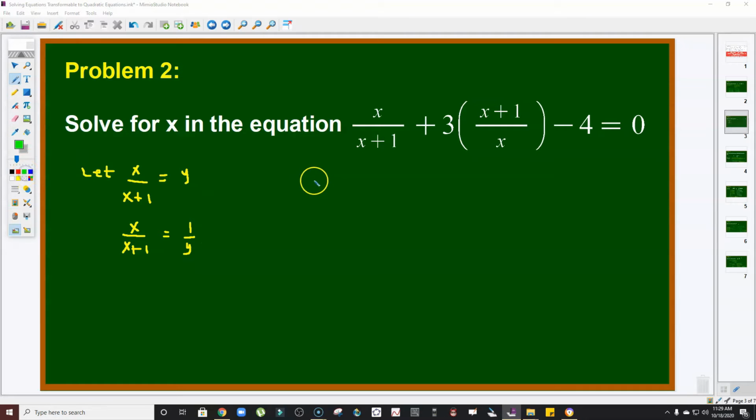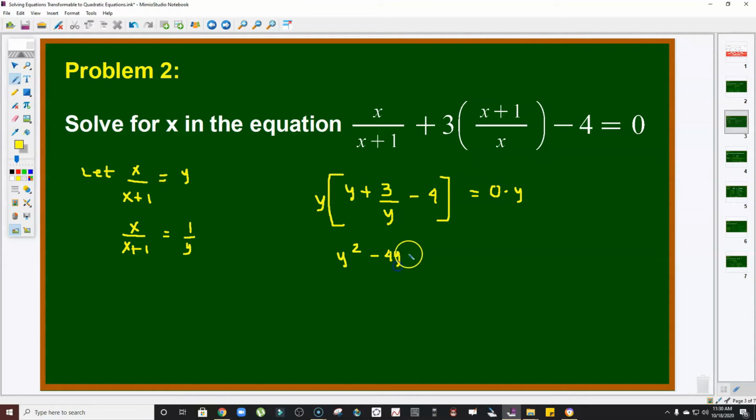Okay, so now what I'm going to have here is, substitute. This one will become y plus 3 times this, which is 1 over y, or 3 over y, minus 4 equals 0. See that? Next, what I'm going to do is multiply both sides by y. So what I'm going to have here is y squared minus 4y plus 3 equals 0, which is factorable, right?